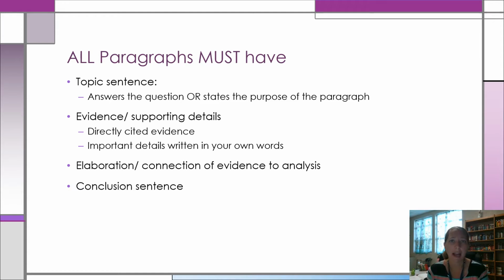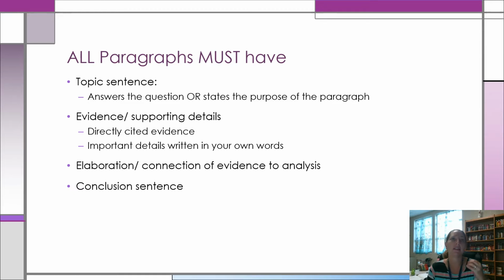You cannot have a whole paragraph of just evidence from a text. That doesn't work, okay? That's not your writing, that's someone else's writing. So even though it's cited evidence and you've given credit to them, you have to have something with it. What are you thinking about that evidence? And that's where the next part comes in. So the next part is elaboration, okay? Connection of the evidence to the analysis.